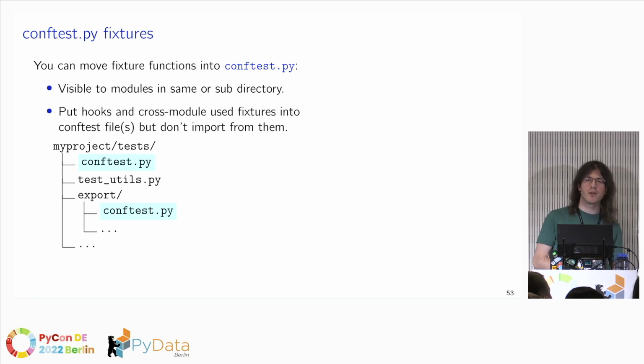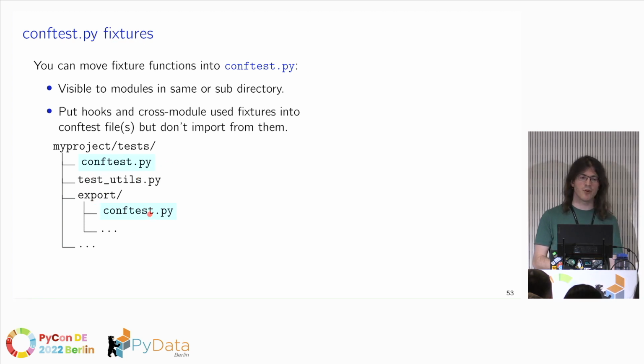Now, what happens if you want to share fixtures between different test files? That's where the conftest.py comes into play. In a conftest.py file, which is a predefined name by pytest, we can put fixtures or also plugin hooks which are visible by all test files in the same directory and subdirectories. So if we have a conftest.py in the test folder, we can define project-global fixtures in there, which will be available for all our tests.